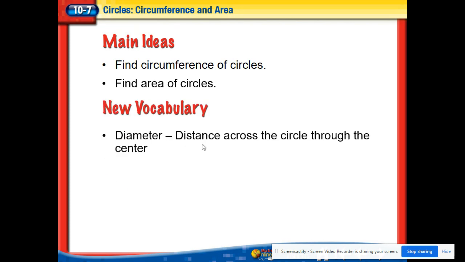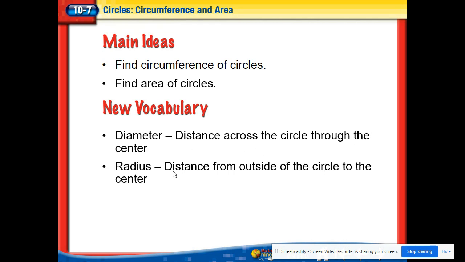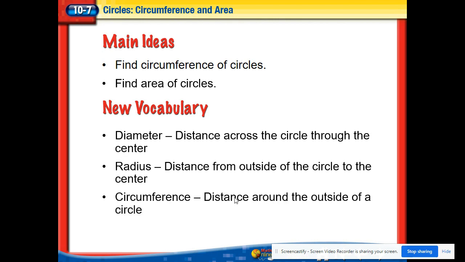A diameter is the distance across the circle, but it does have to go through the center, so it's the biggest distance across the circle. The radius is the distance from the outside of the circle to the center, so half of the diameter, that's their relationship between them. Circumference is the distance around the outside of the circle, so how far does it take to go all the way around the circle?